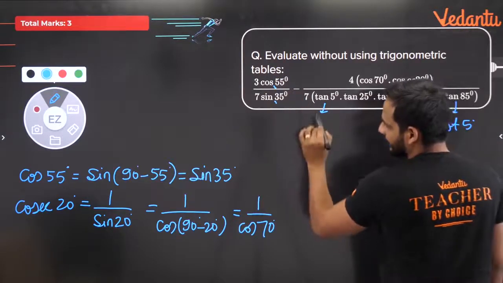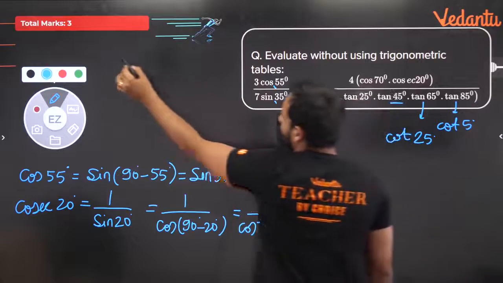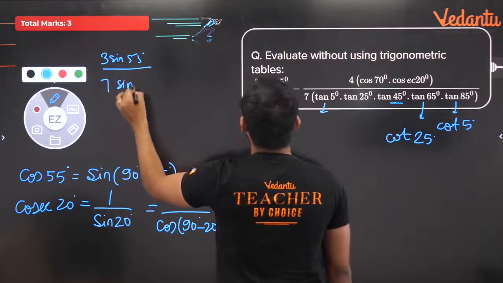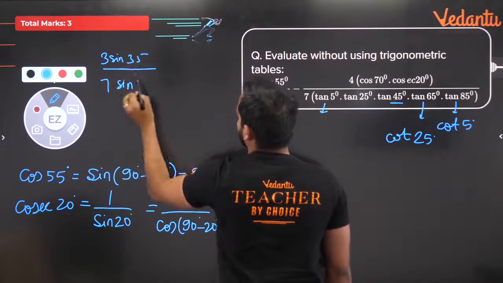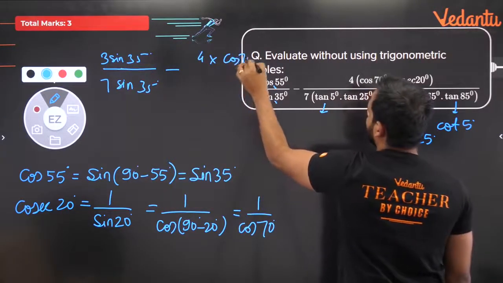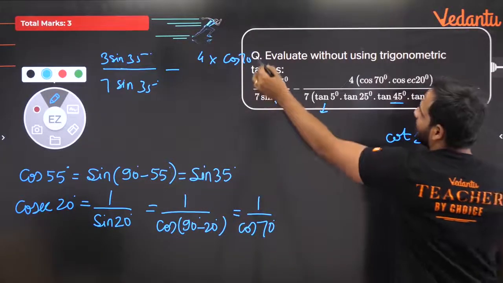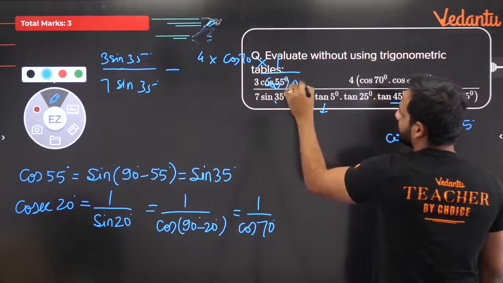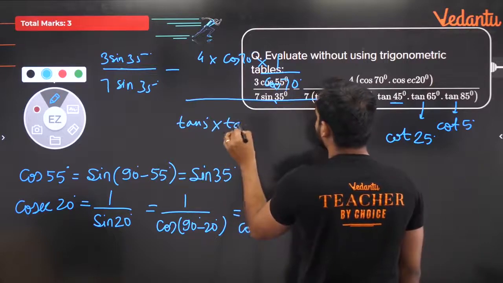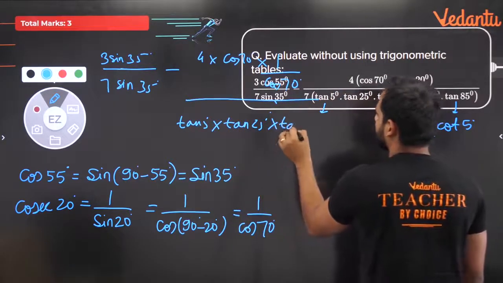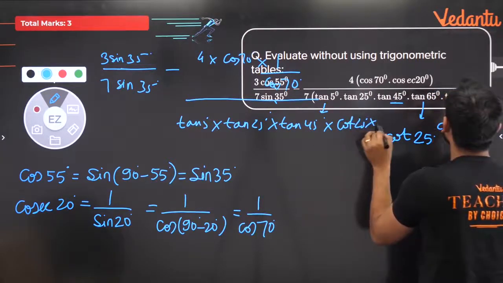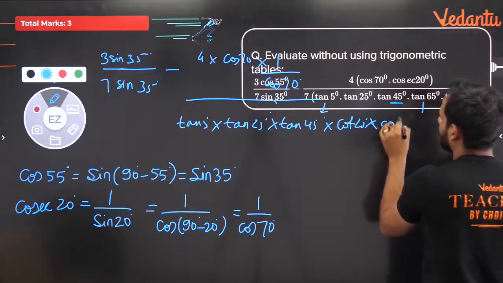This is 3 cos 55. I can write this 3 cos 55 as 3 sine 35 degree upon 7 sine 35 degree minus 4 times cos 70 degree, and cosec 20 degree I have got as 1 by cos 70 degree, whole divided by tan 5 degree into tan 25 degree into tan 45 degree into tan 65, which is cot 25 degree, into tan 85 degree, which is written as cot 5 degree.